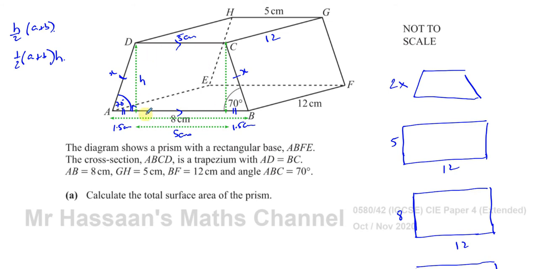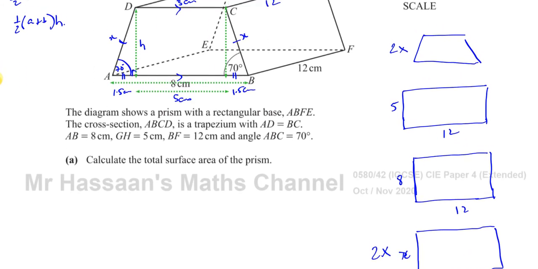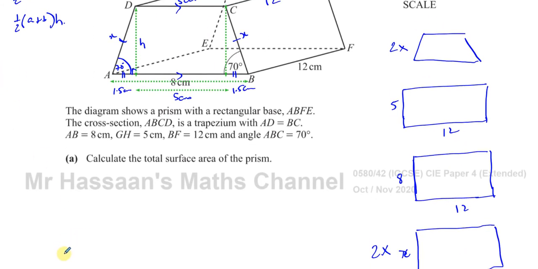So now for this trapezium, we can find what we need, which is the area. For this trapezium, we have the distance between the parallel sides, which is, well, we can find what h is now. We know this is 5, and we know this is 8.